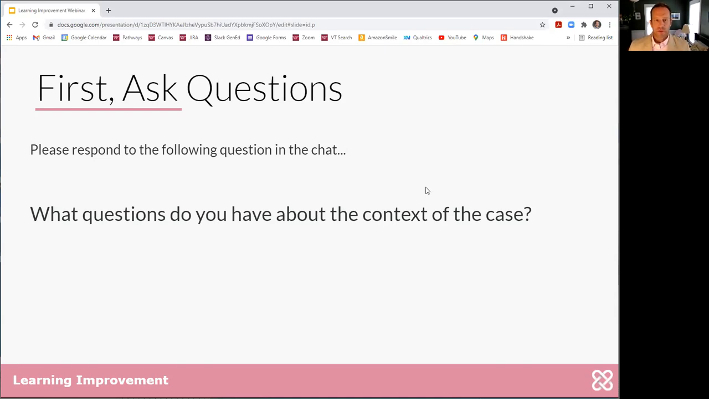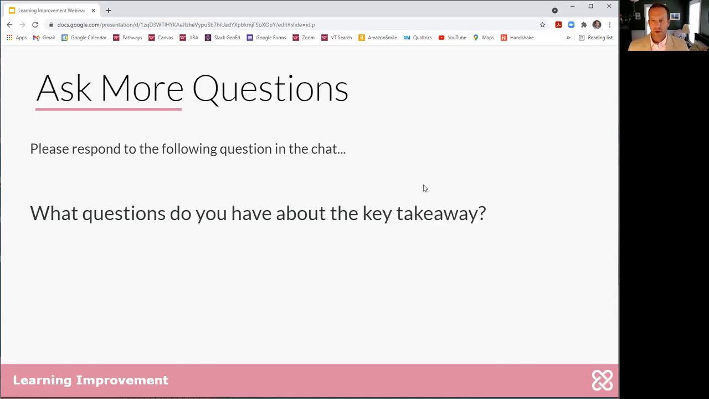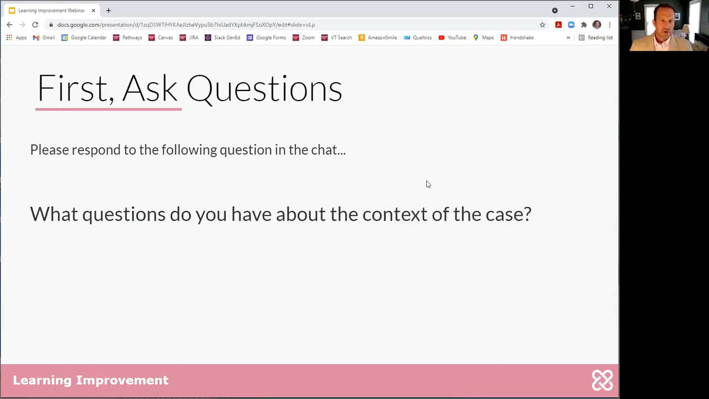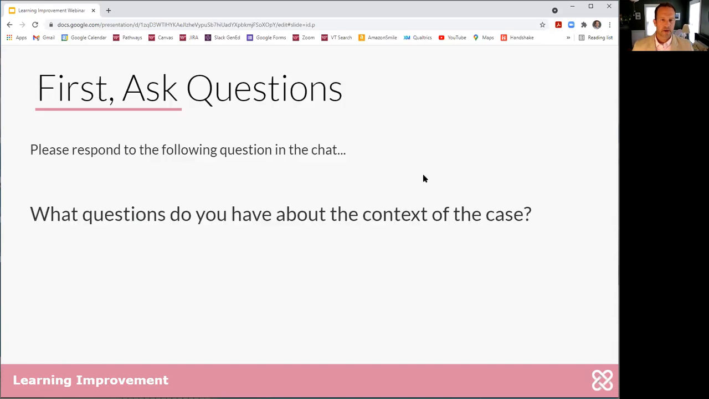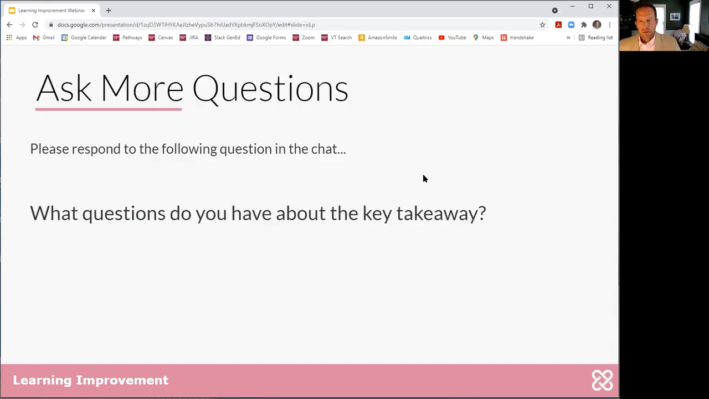What questions do you have about the context? What questions do you have about the key takeaway itself, if something different? And so that key takeaway is, in the end of course evals, they find they're unprepared for and fail the test no matter how much they study, right? Exactly right. So why are the exams on the lecture, but focus on the chapters? What's happening in the class, right?